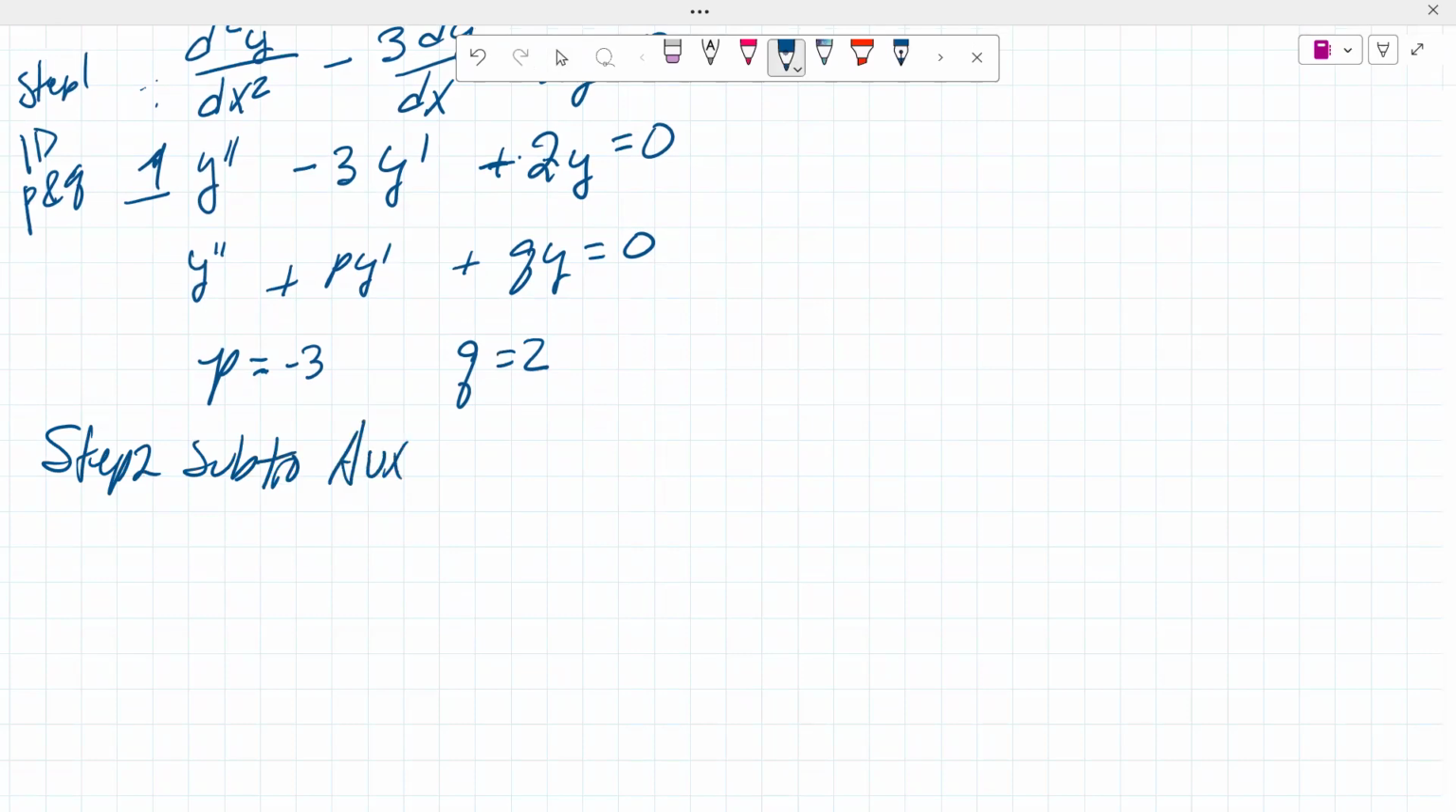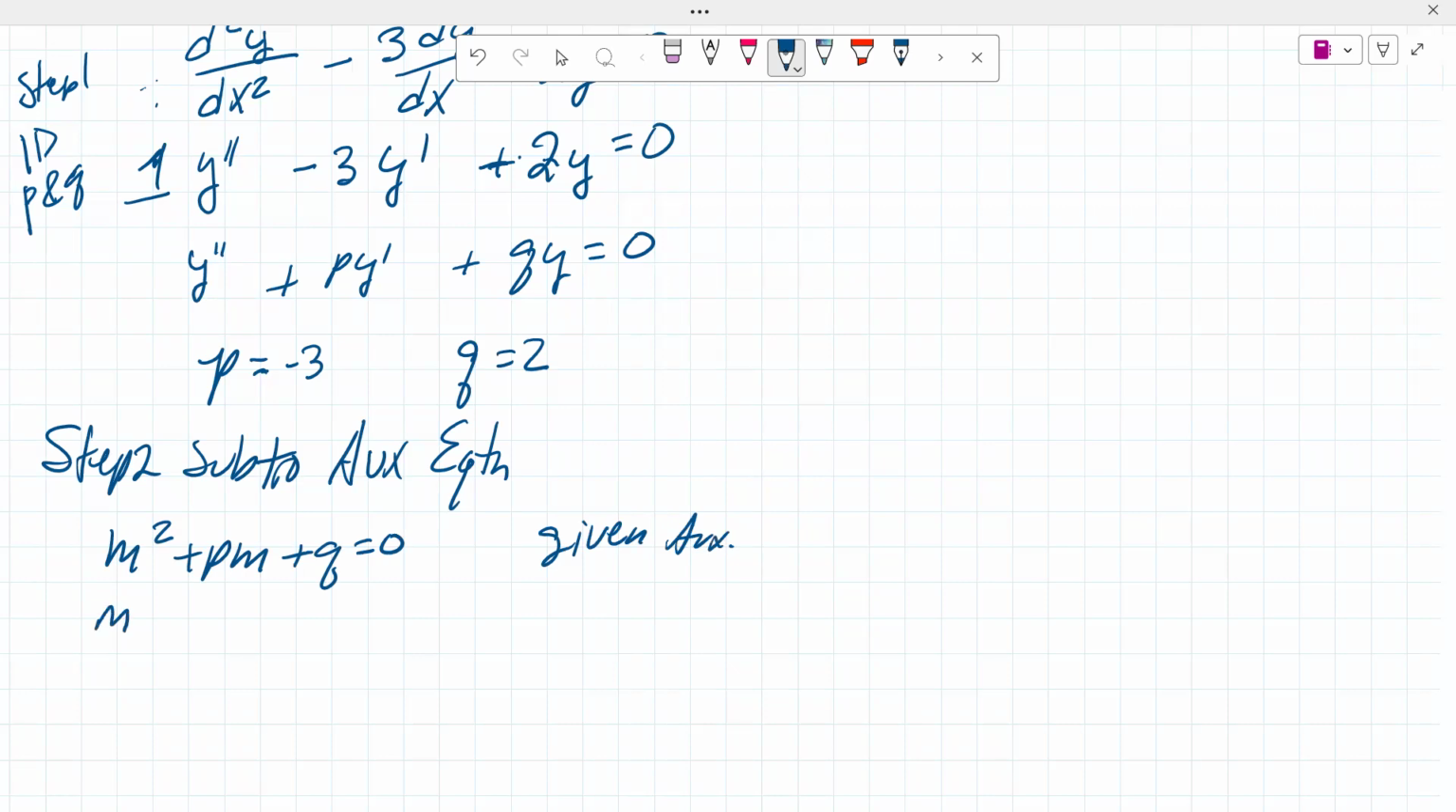The auxiliary equation. So how do you do it? All right, so we'll be doing some substitution. We have m squared plus pm plus q equals 0. This is the given auxiliary equation. Great. Now we're going to substitute in.